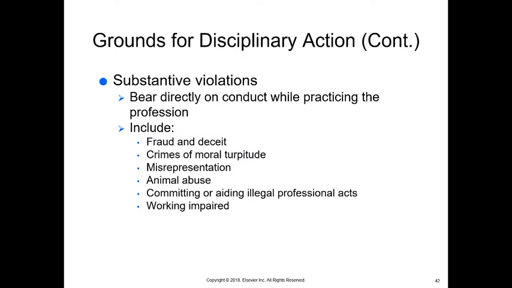Crimes of moral turpitude include kidnapping, murder, rape, crimes of aggression, misrepresentation, animal abuse. Any animal abuse or animal neglect will keep you from maintaining your license. Committing or aiding illegal professional acts, and working impaired.